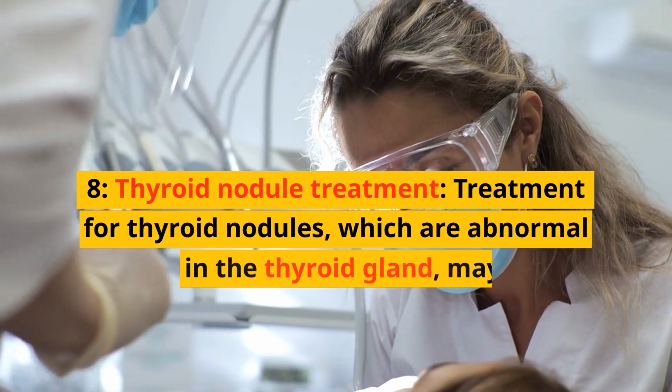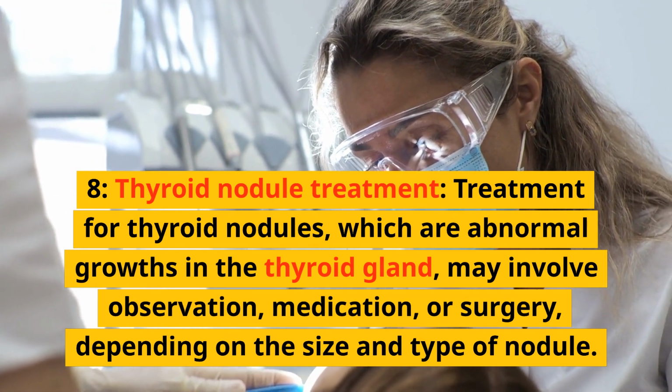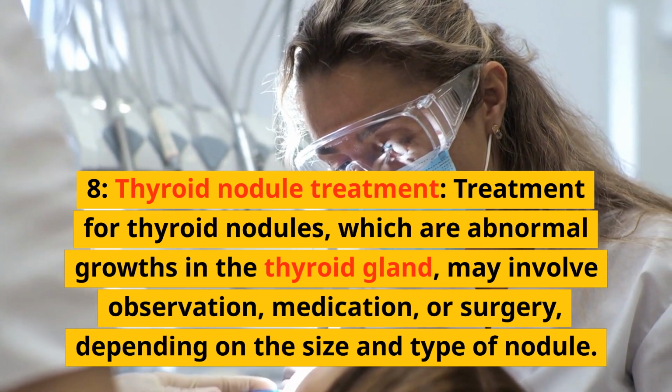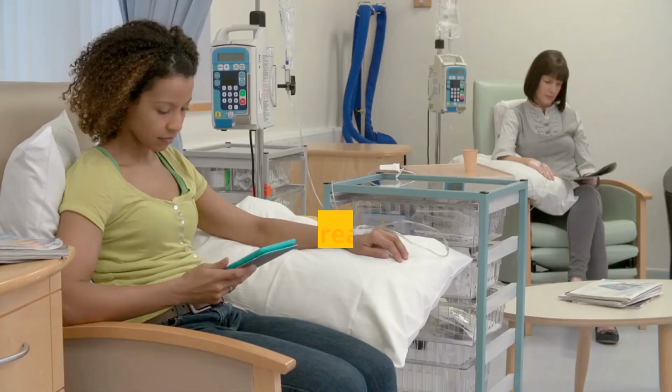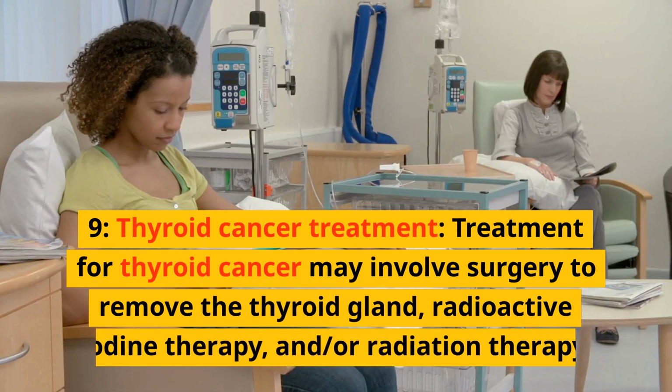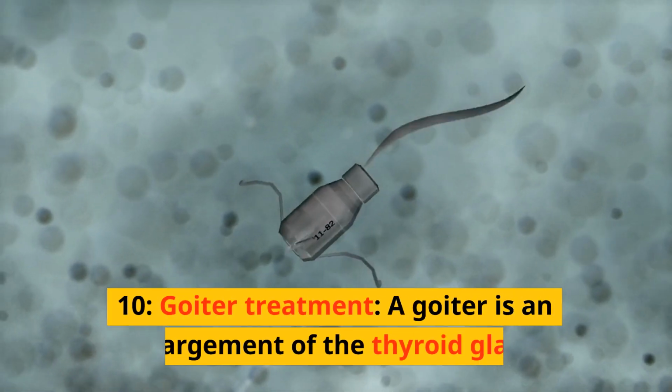8. Thyroid nodule treatment. Treatment for thyroid nodules, which are abnormal growths in the thyroid gland, may involve observation, medication, or surgery, depending on the size and type of nodule. 9. Thyroid cancer treatment. Treatment for thyroid cancer may involve surgery to remove the thyroid gland, radioactive iodine therapy, and/or radiation therapy. 10. Goiter treatment.